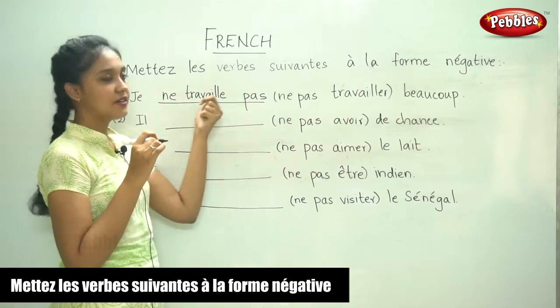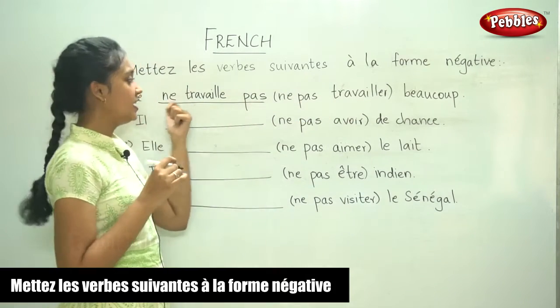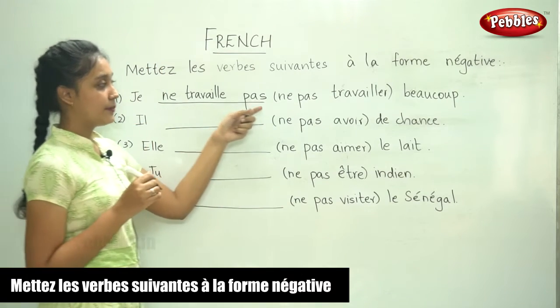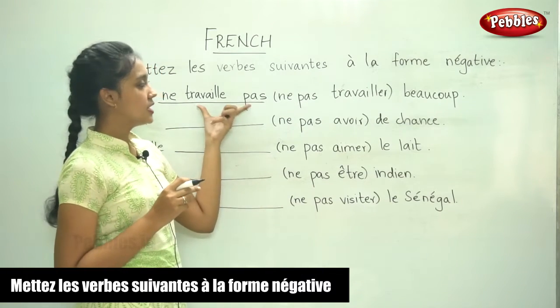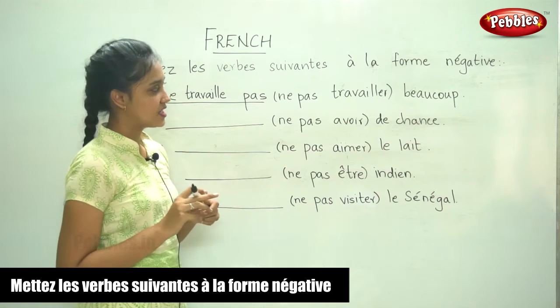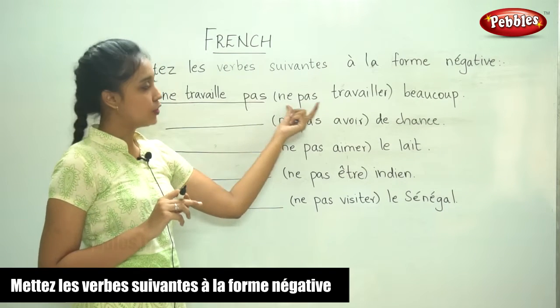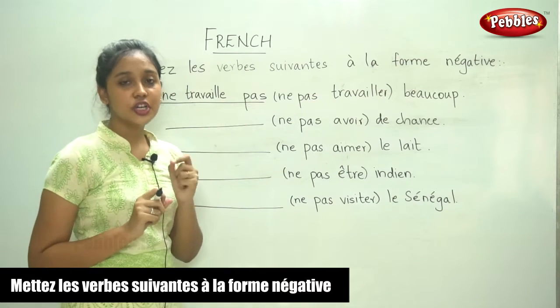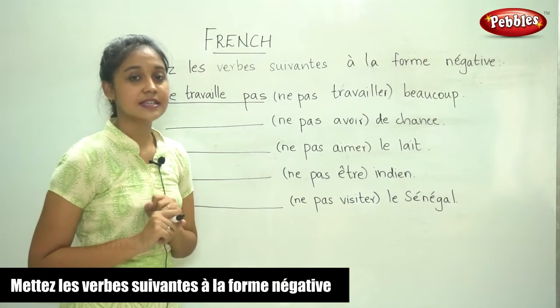Je ne travaille pas beaucoup. I do not work much. So this is how you do this exercise. You just add ne before, pas after the verb, and you conjugate the verb for that particular subject.